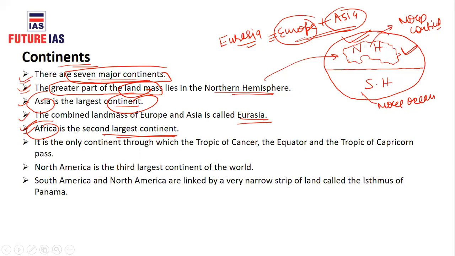It is the only continent through which the Tropic of Cancer, Equator, and the Tropic of Capricorn pass. They are imaginary lines. For example, the equator is 0 degree, the Tropic of Cancer is 23.5 degree north, and the Tropic of Capricorn is 23.5 degree south. So Africa is one such continent where all these three lines pass through.